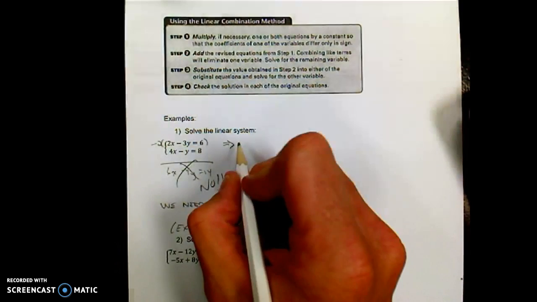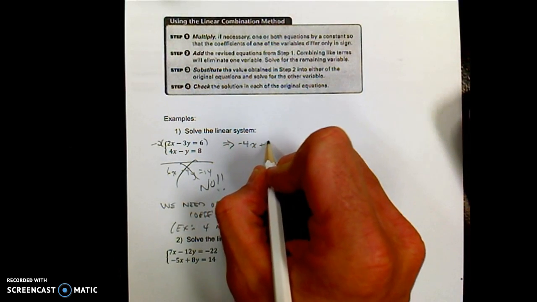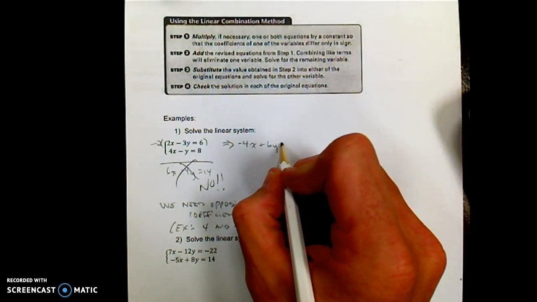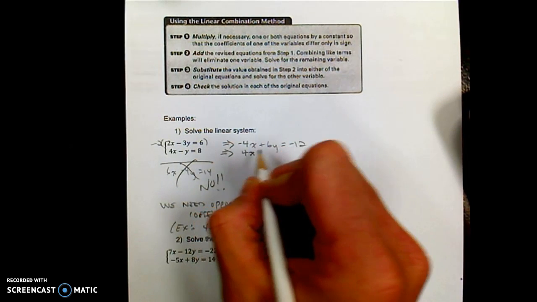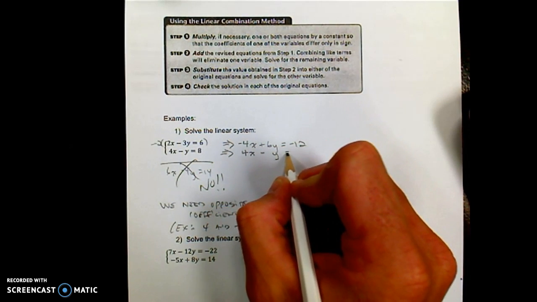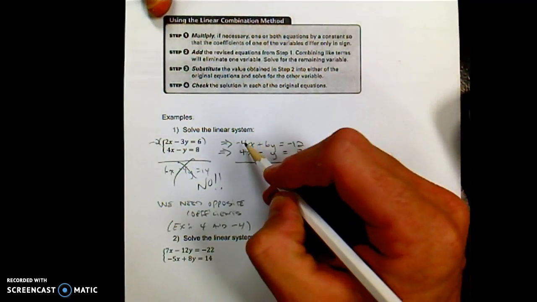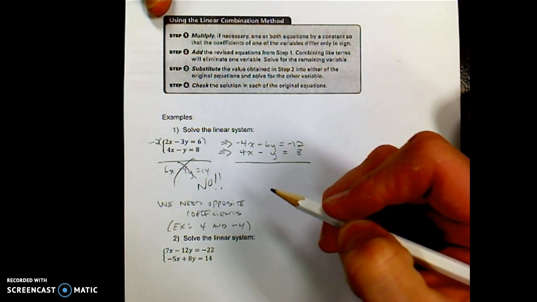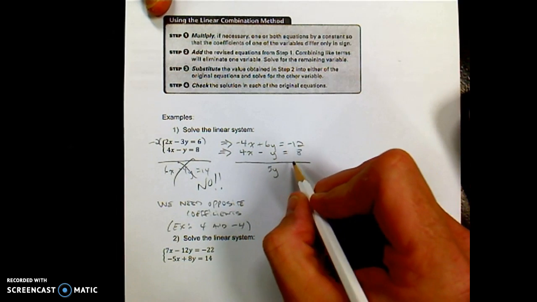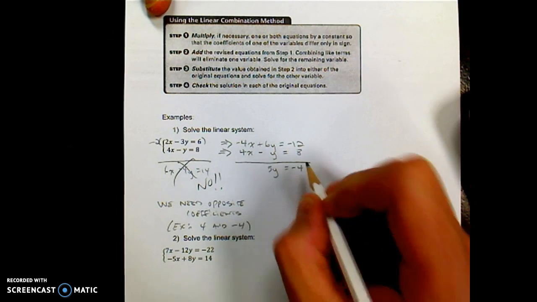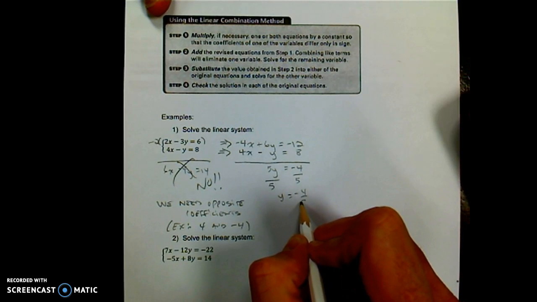Negative 2 times 2x, negative 4x. Negative 2 times negative 3y, positive 6y. Negative 2 times 6, negative 12. Our second equation can stay as is. 4x minus y equals 8. Now I can add them together. Negative 4x, positive 4x, sums to 0. 6y minus 1y is 5y. Negative 12 plus 8 is negative 4. And to solve that equation, y equals negative 4/5.